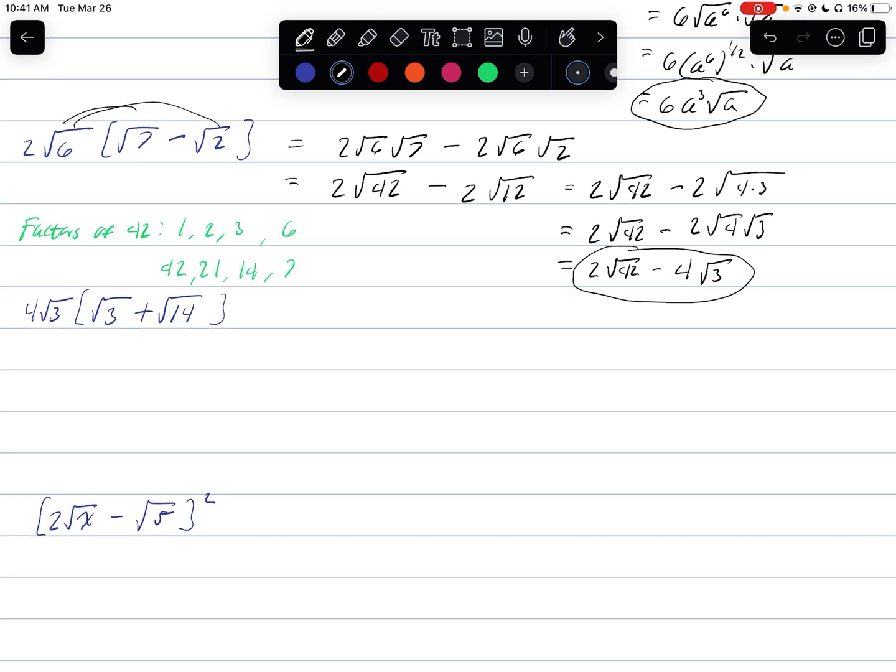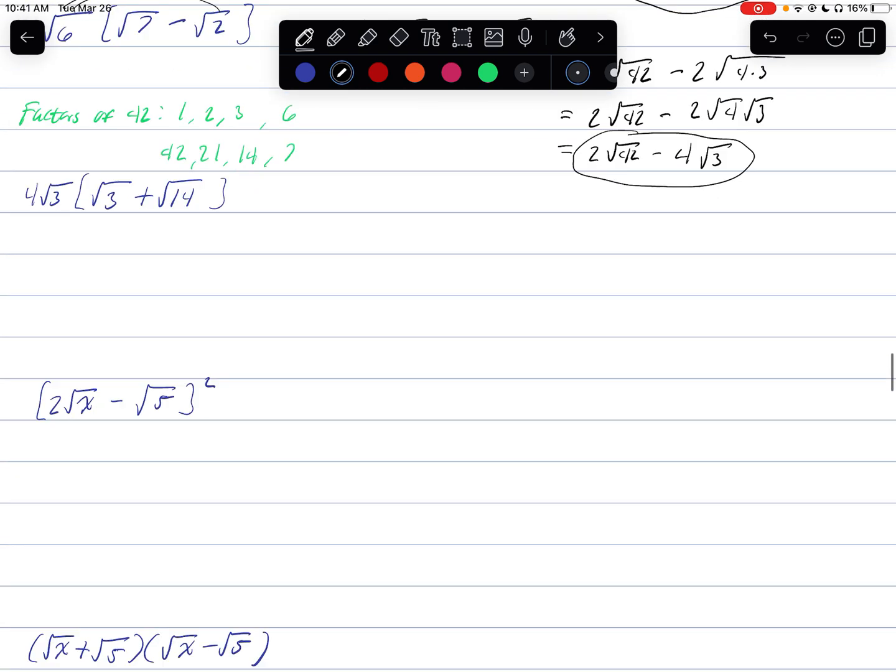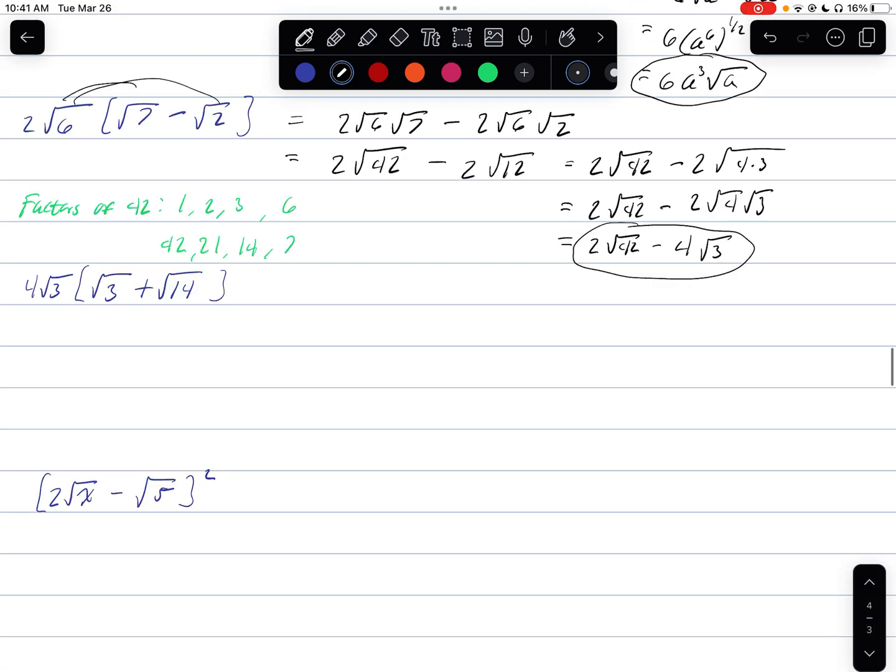Okay, let's look at one more here. We have the distribution property. Here we have 4 times the square root of 3 times the square root of 3 plus the square root of 14. So let's go ahead and distribute this. So if we have 4 times the square root of 3, we're going to multiply that by the square root of 3. That will work out nice. And then we have 4 times the square root of 3 times the square root of 14.